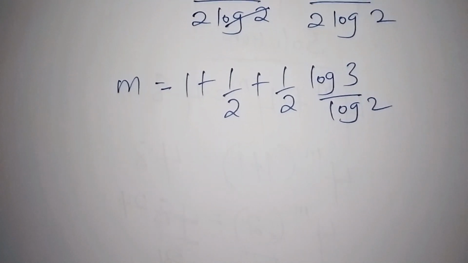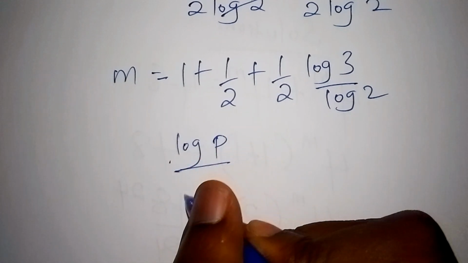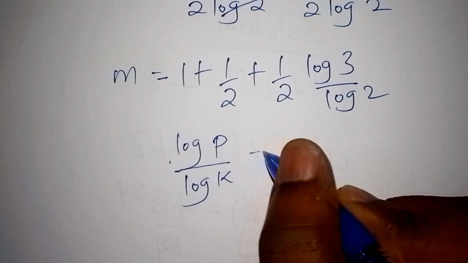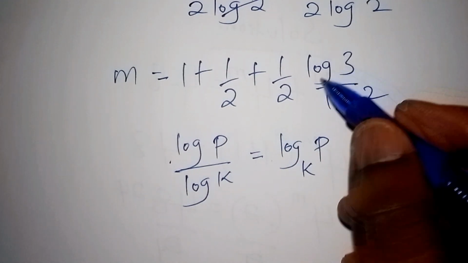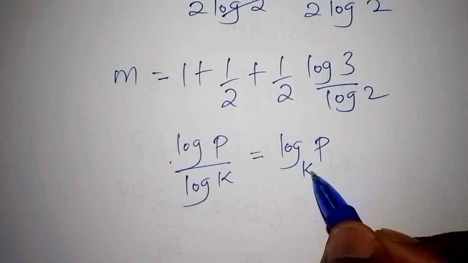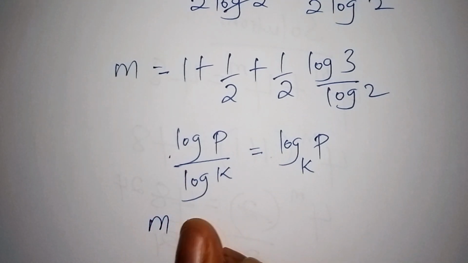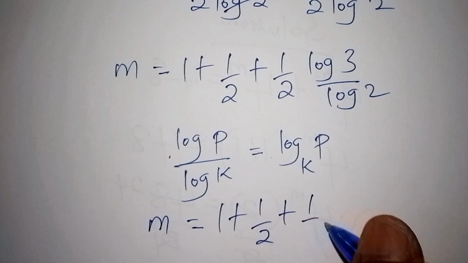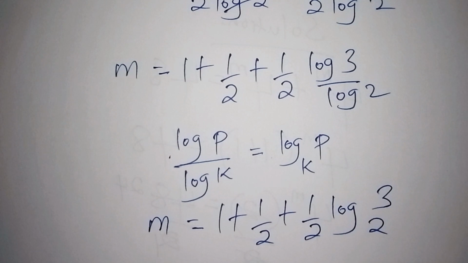So here, suppose we have the log of p all over the log of k. This one can also be written as the log of p to the base of k. So let's now work it out. The log of 3 over log of 2 is in the form of log of p to the base of k. So now m shall be equal to 1 plus a half plus again a half the log of 3 to the base of 2.